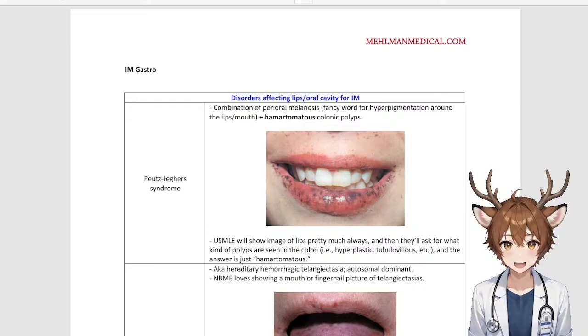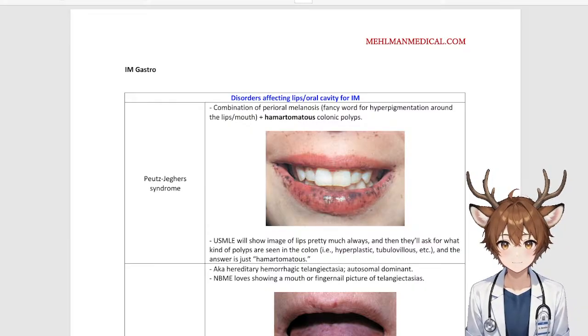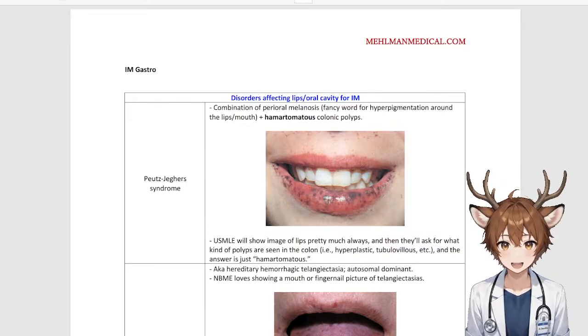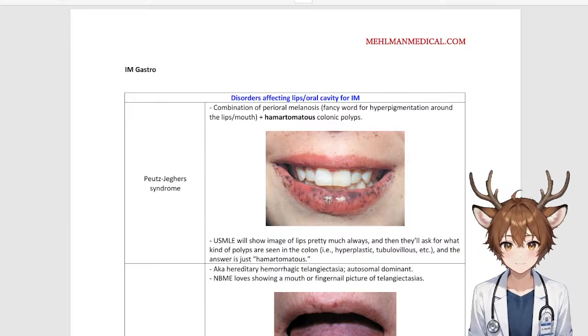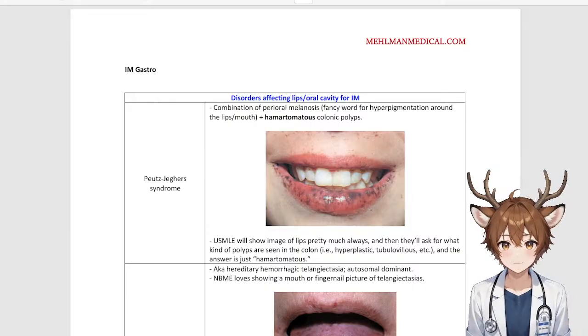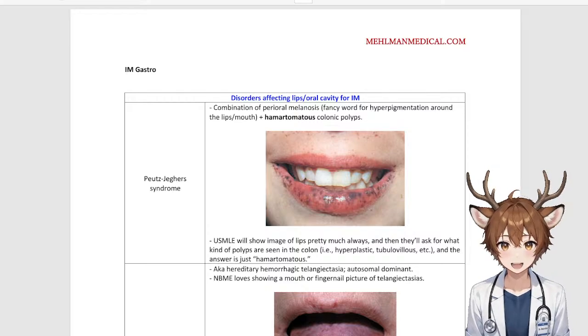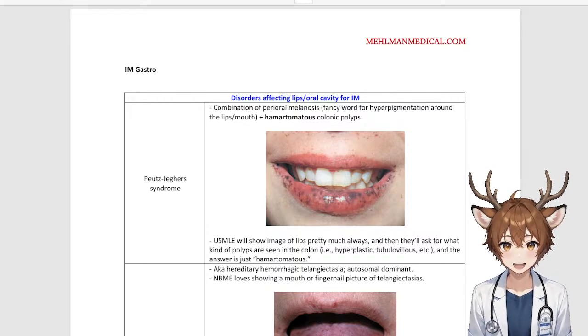So let's get into it. Gastro. Disorders affecting lips and oral cavity for internal medicine. Peutz-Jeghers syndrome.